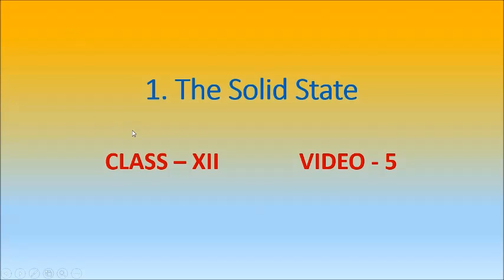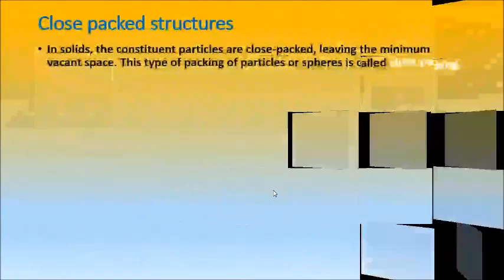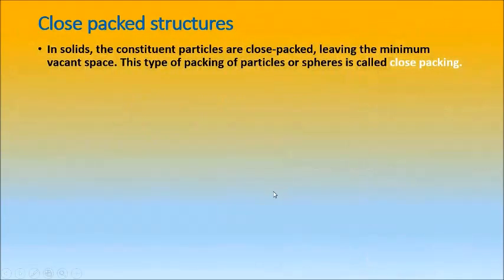Dear students, welcome to the fifth session of our chapter 1. Today, we will discuss the close packed structures in solids. In solids, we know that the constituent particles are very closely packed and they have a minimum gap between them, or the minimum vacant spaces are there. And this type of packing of particles or the spheres is said to be close packing.